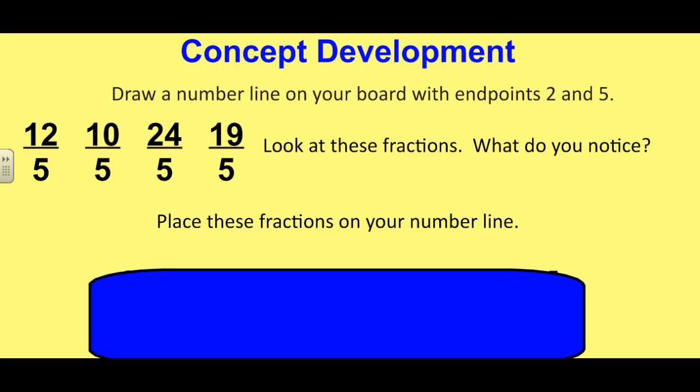So if you want to go ahead and get your number line drawn, where you've got the whole numbers 2, 3, 4, and 5, and in between each whole number there are 5 different sections, so make sure you draw your tick marks to where you have 5 equal sections. And when you're ready to put these fractions on the number line, you may push play.